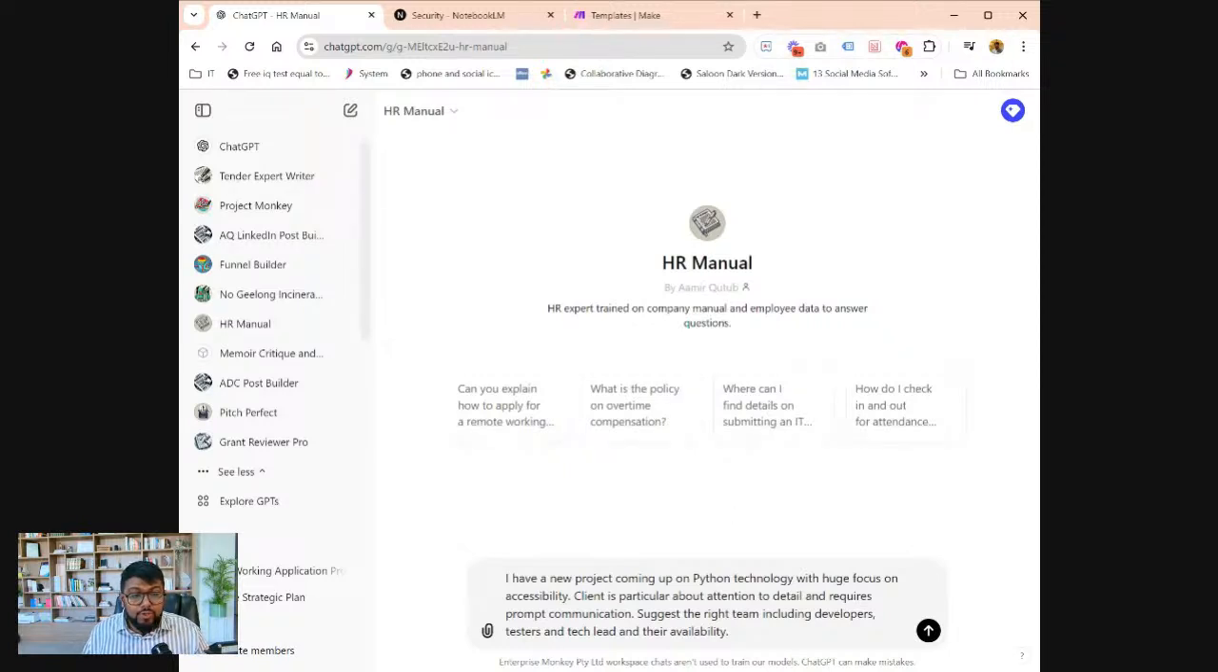with huge focus on accessibility. Now I need Python, I need accessibility. Client is particular about attention to detail and requires prompt communication. Suggest the right team, including developers, testers, and tech lead, and their availability.